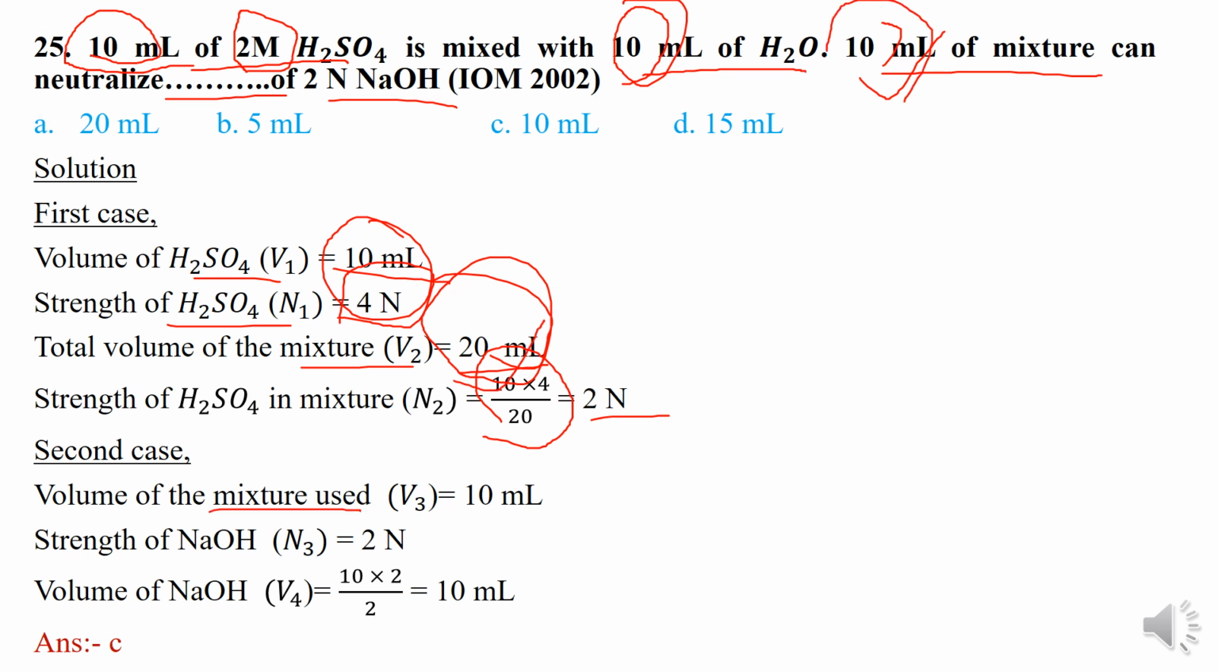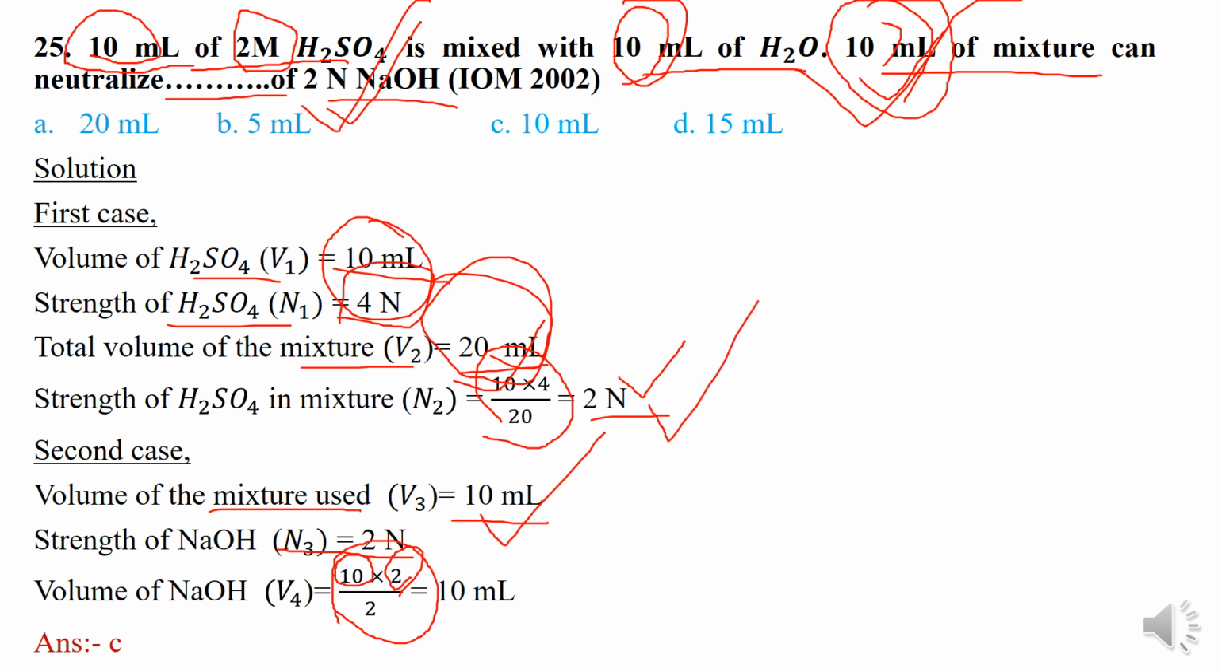Now this 10 ml of the mixture having 2 normality can utilize how much volume of 2 normal NaOH? The volume of the mixture used is 10 ml, and the strength of NaOH is 2 normal. We have to calculate the volume of NaOH using the normality equation. This 10 is the volume of the mixture used, this 2 is the strength of the H2SO4 mixture, and this 2 is the strength of NaOH. So the answer will be 10 ml. Simple.